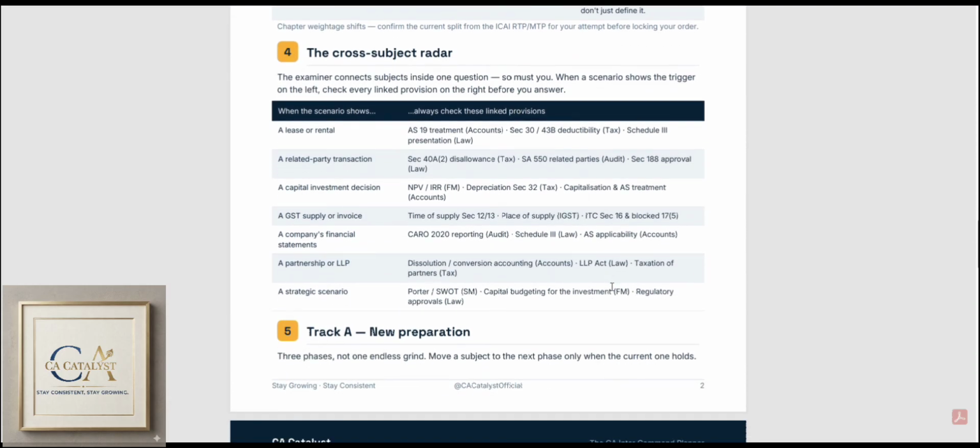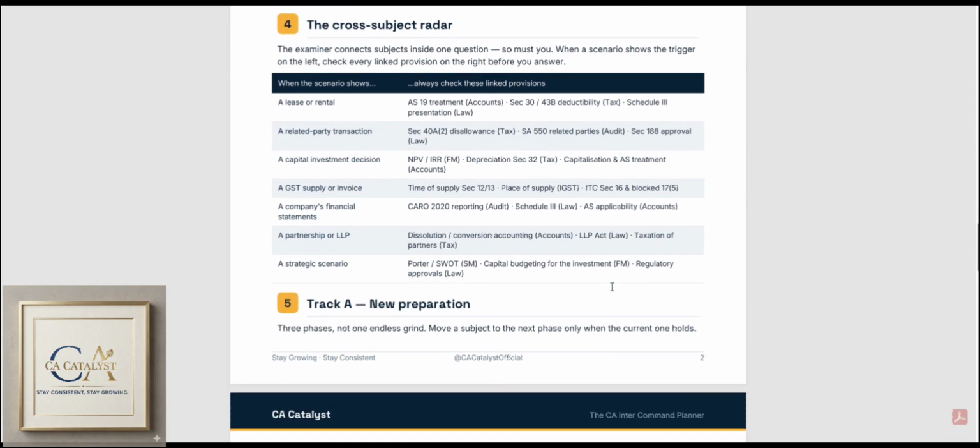The fourth one is the cross subject radar. The examiner connects the subjects inside one question, so you must also. I'll help you. How is it? These are the scenarios. This is a quick referencer when you are going for your exam, for last minute revision. When you are going, you should understand this.